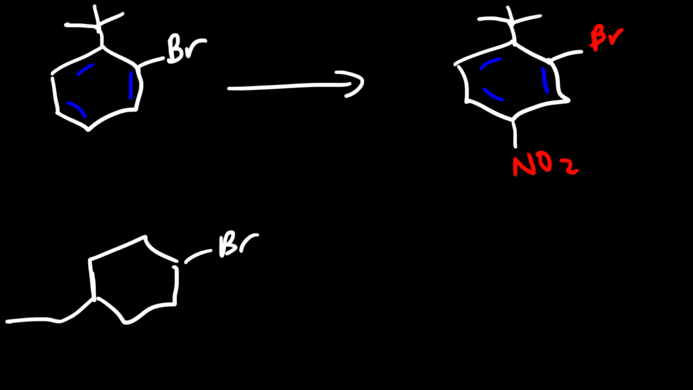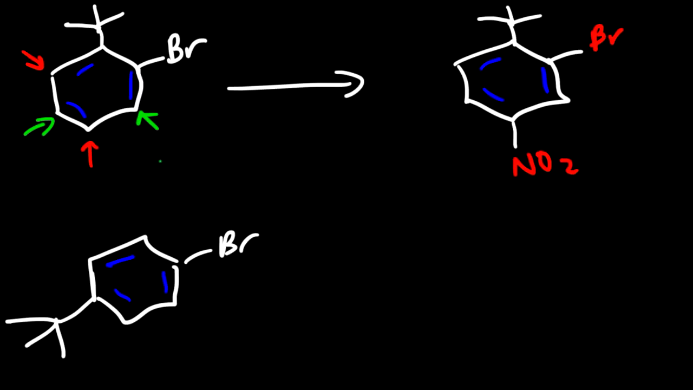However, this product seems to be more favorable with the tert-butyl group being away from the bromine atom since it's so bulky. So right now, this situation doesn't look good. But let's continue. Now, if we add NO2 to this ring, the tert-butyl group wants it to go in the ortho and in the para position. Bromine wants the NO2 group to go to the ortho or the para position.